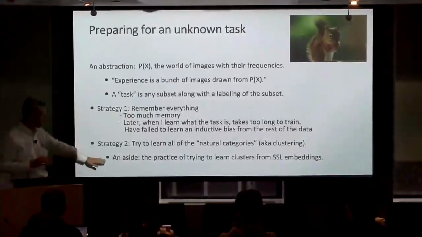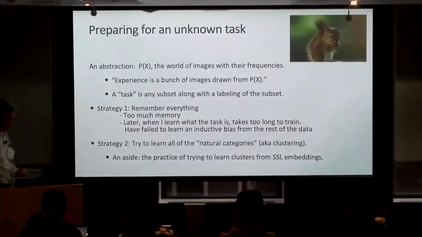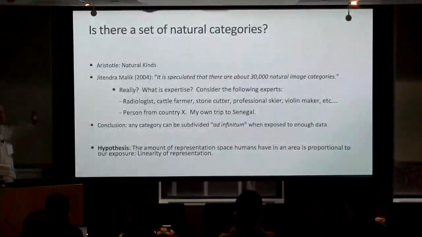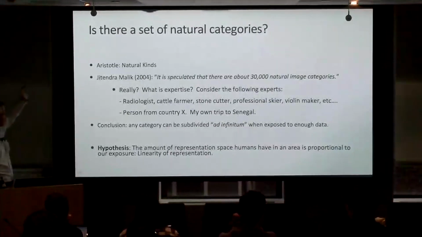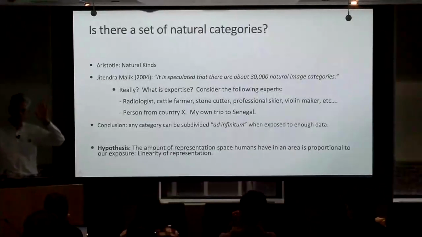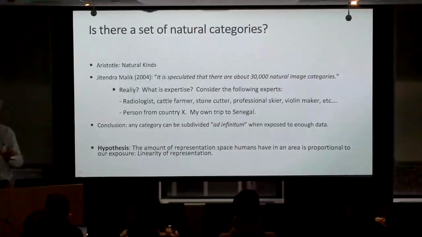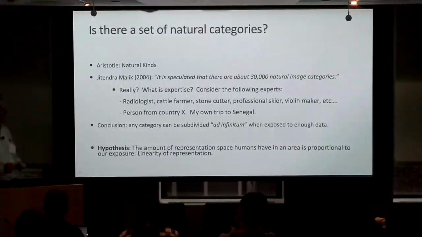So I just wanted to point out this kind of odd thing that's going on a lot in computer vision these days. Not a great idea. So let's talk more about natural categories. Are there natural categories? Now, the reason I'm mentioning Aristotle is because for thousands of years, literally, people have had this sense that there are unique natural categories and that there's some ground truth out there of what those natural categories are. And I think that's completely wrong.